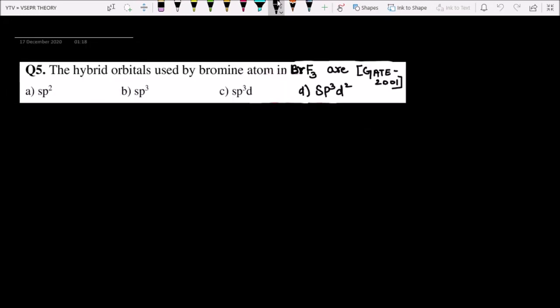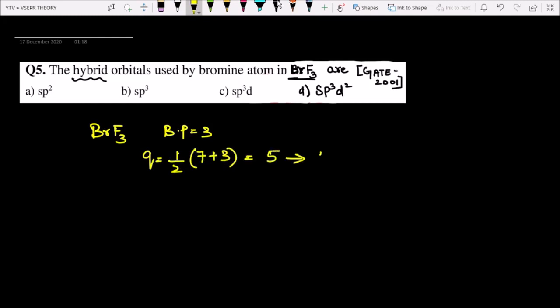In this question, they are asking about the hybridization. What are the hybrid orbitals used for BrF3? If we have to find out for BrF3, the bond pair is equal to 3. Now what about the quotient? If you find the quotient, you can find the hybridization. 7 plus 3, half of it, so it's going to be 5. If it is 5, what are the orbitals? sp3d. So the answer is option sp3d, so option C.